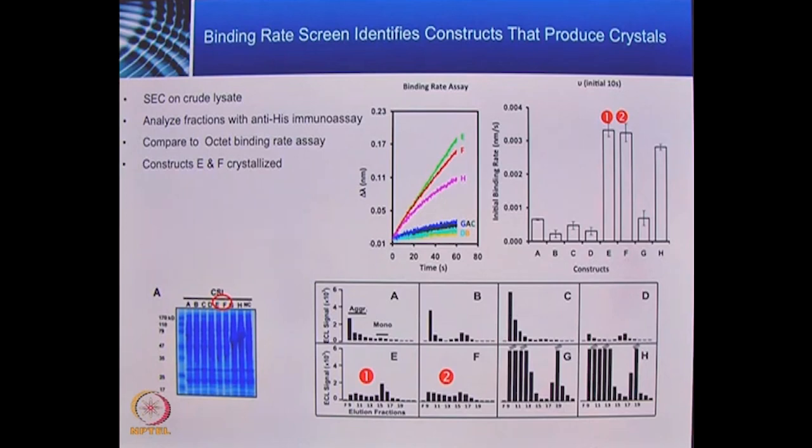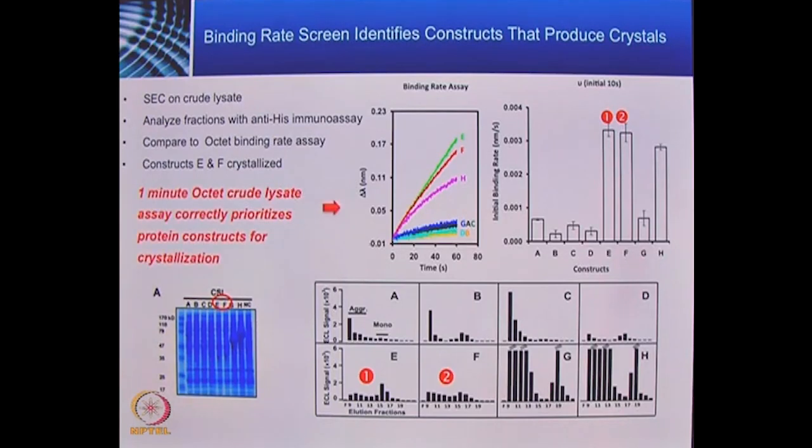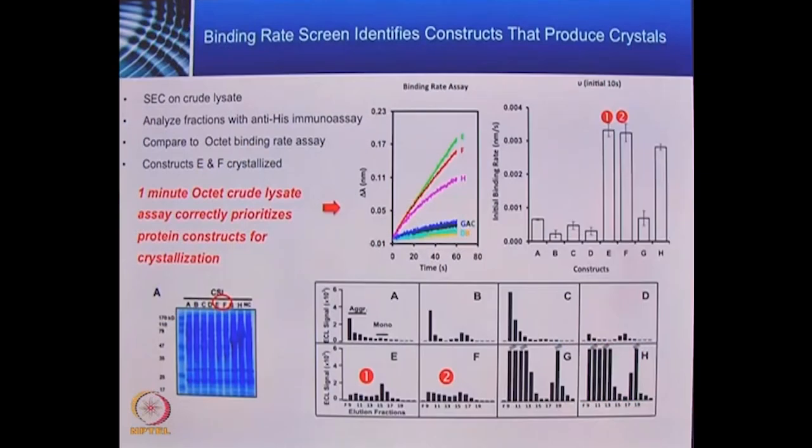The main learning point from this study is that by performing a 1-minute assay using BLI technology on the Octet platform, you can correctly prioritize the protein constructs suitable for downstream crystallization, which helps you simplify your research process and speed up getting the crystals for further structural analysis.